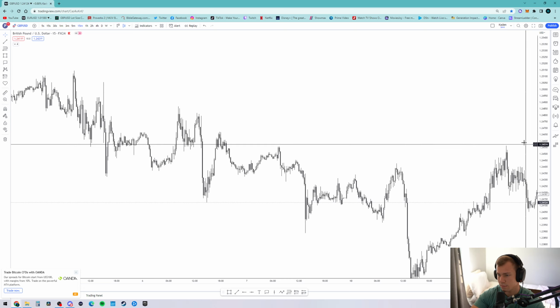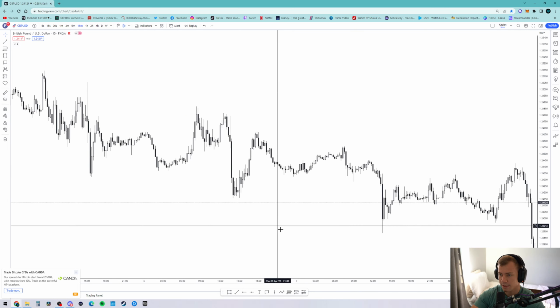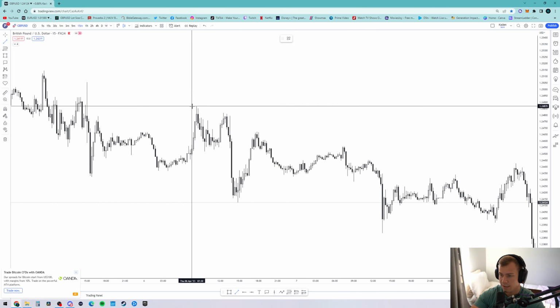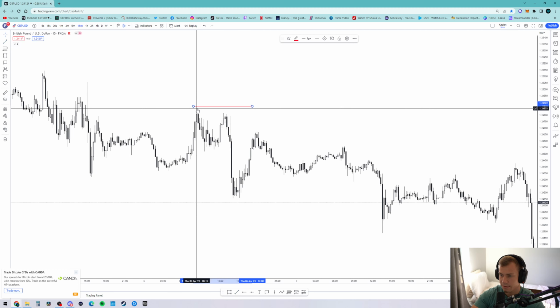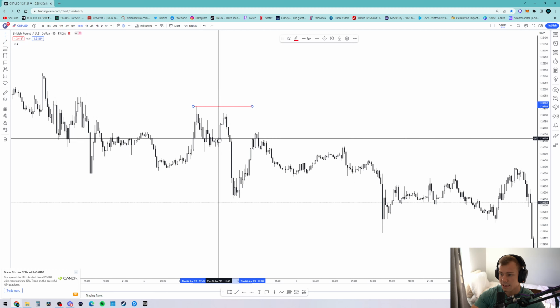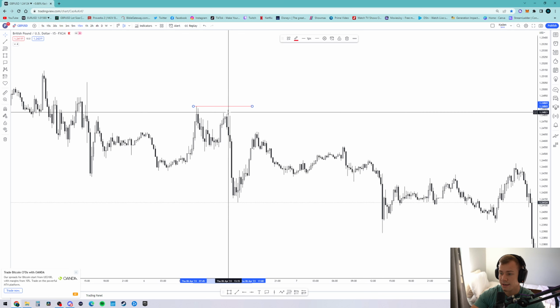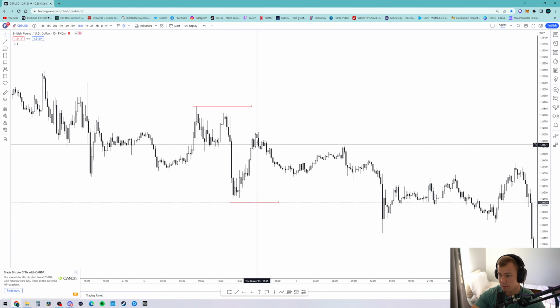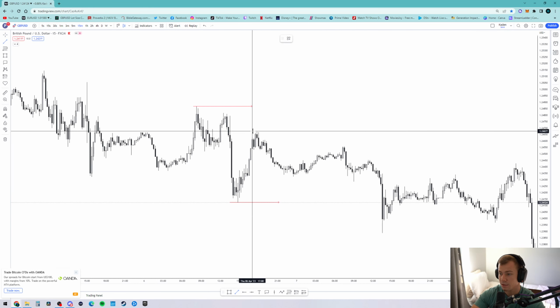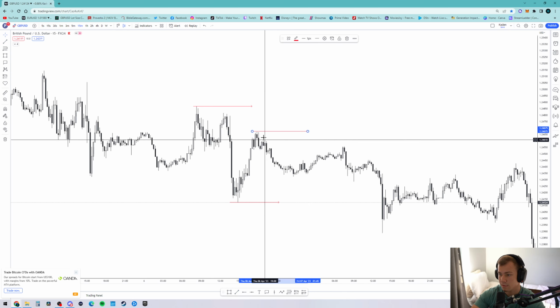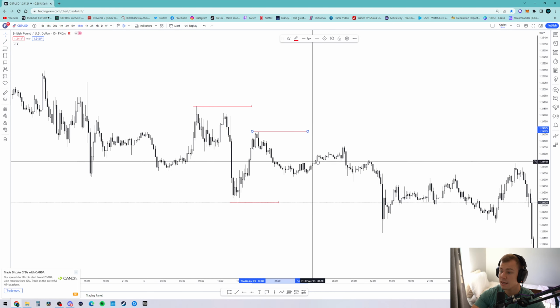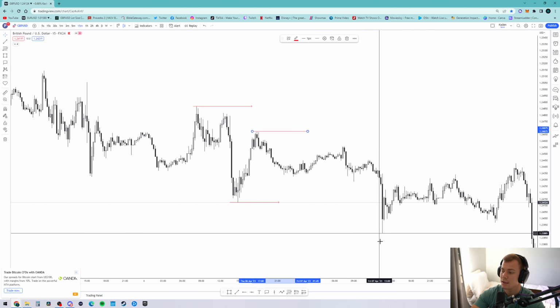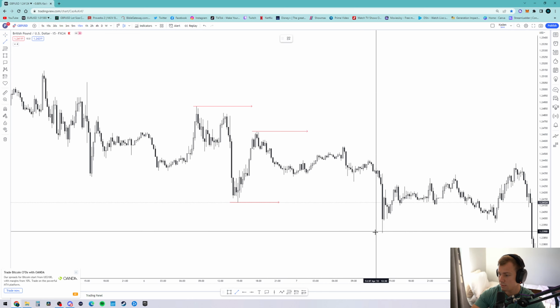So if you look over here, here is a high right there. It comes down, doesn't get to the high, then shoots down. So now it makes a new lower low. Comes back up, makes a new higher low. Decides what it's going to do, then shoots down and makes a new lower low.